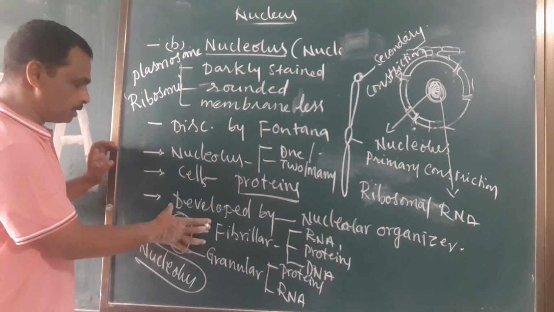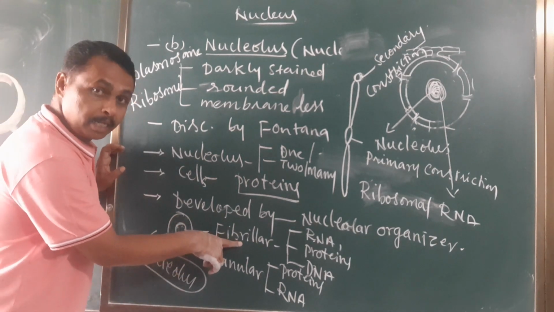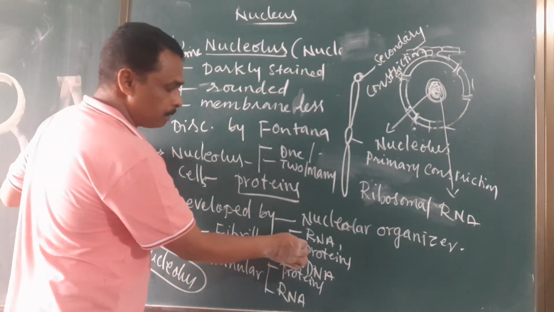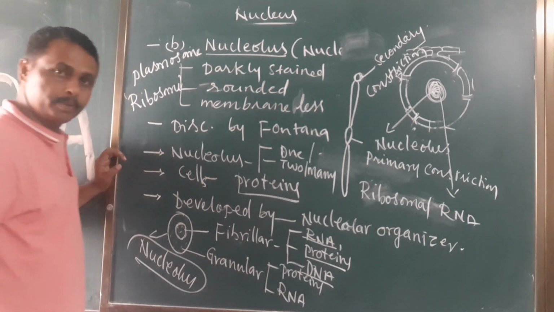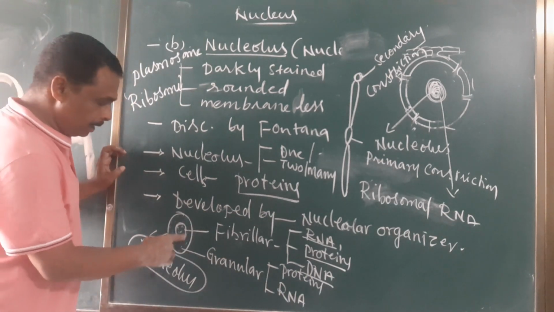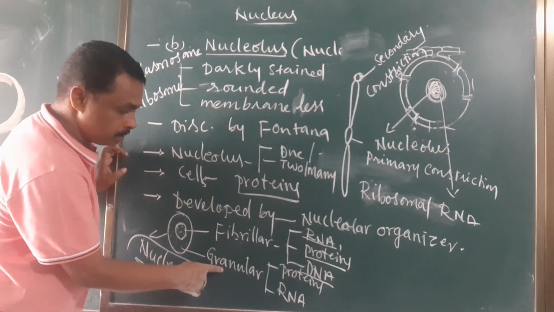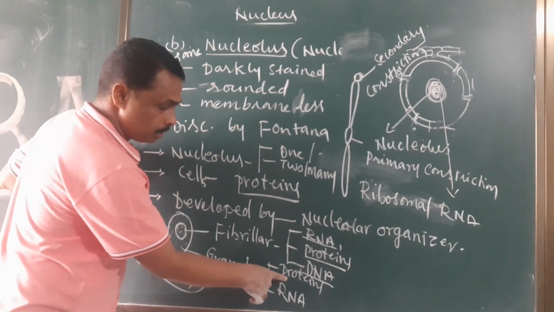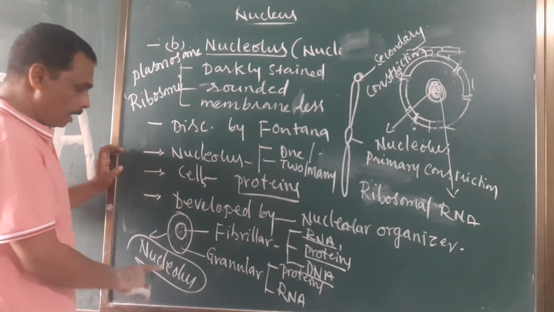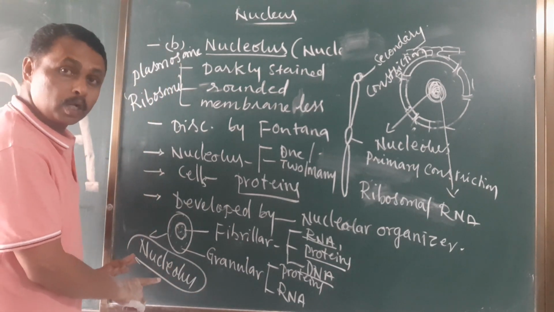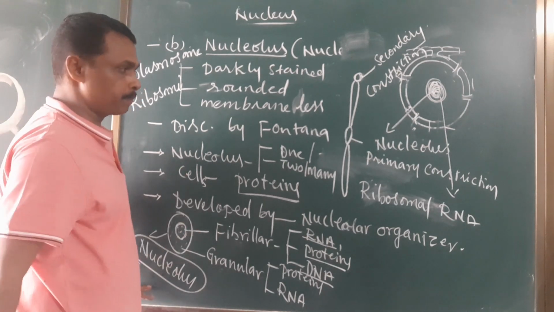So when you observe the structure of this secondary constriction, in the center part there is a fibrillar part. This fibrillar part is composed of RNA, proteins and DNA. And the periphery side of this secondary constriction is the granular part, which is composed of proteins and RNA. But here DNA is absent. And this acts as the site of organizer for the formation of the nucleolus.